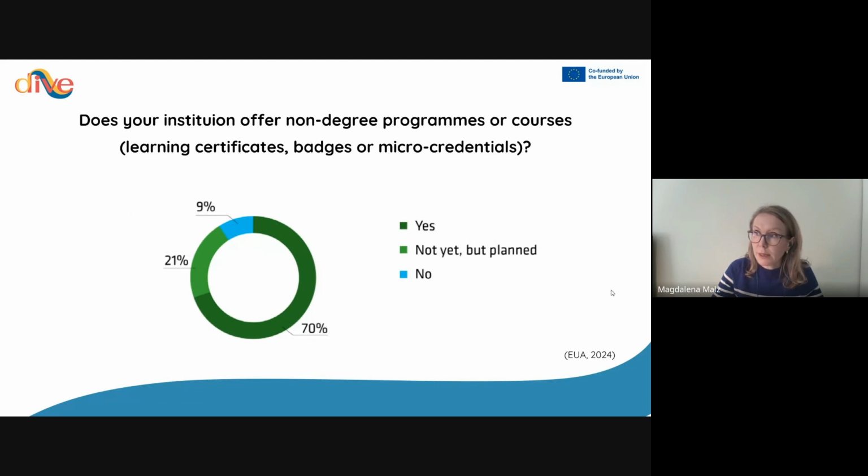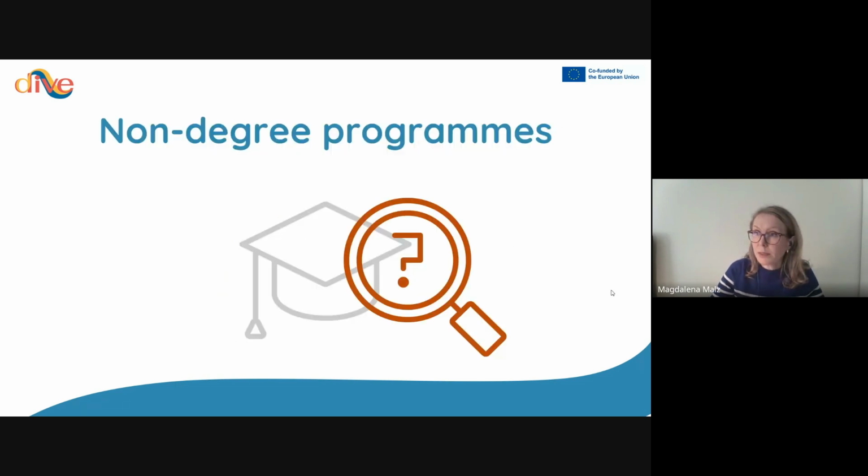certifications. As we can see in the statistics prepared by the European University Association, does your institution offer non-degree programs or courses? So we talk about learning certificates, badges, or micro-credentials. As you can see, the vast majority, 70% of the institutions, do offer such complementary certifications, and 21% plan to do it in the future. The same report suggests that if this trend persists and institutions keep diversifying their offer, we can sometimes dare to ask if the traditional default standard of the diploma will remain, and maybe in the future we will introduce another alternative model to that. We do not know, of course.